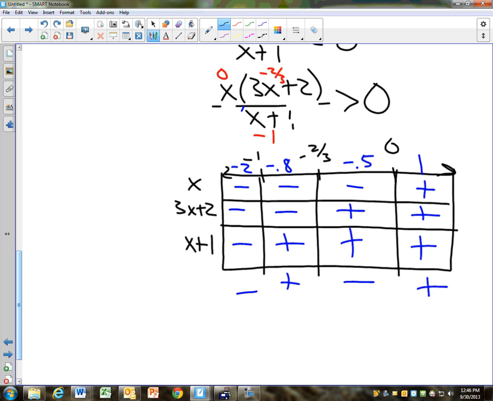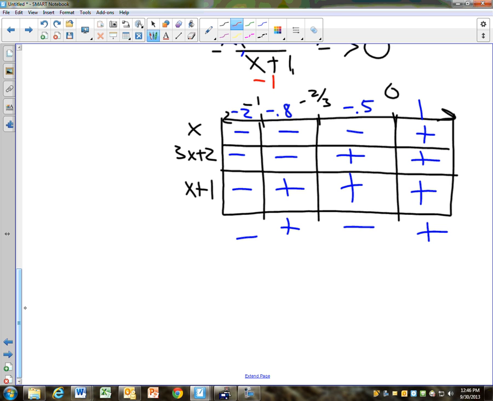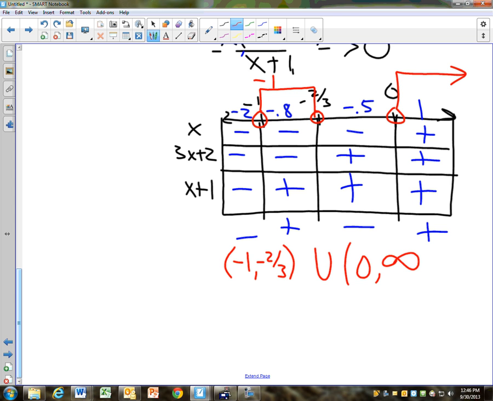But okay, are we asking where this thing is greater than 0 or less than 0? Greater than 0. So we're wondering where it's positive. That's the question, and we know where it's positive. It's positive in this area, and it's positive over here. And that looks like from -1 to -2/3 unioned with 0 to infinity.